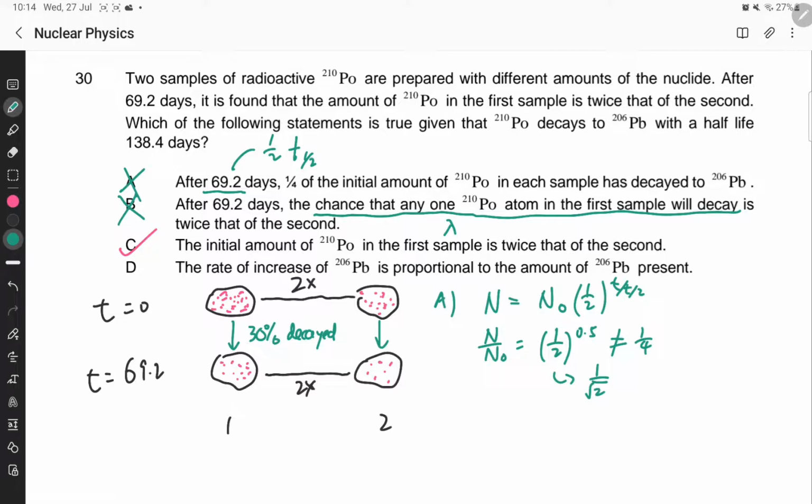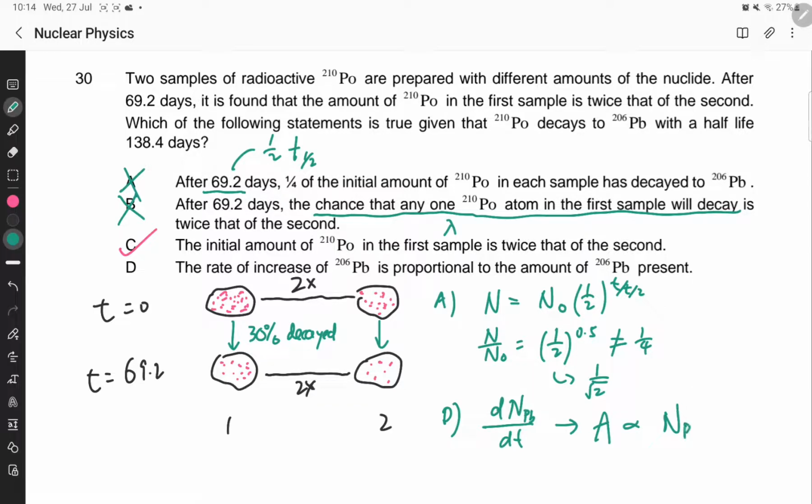Let's continue and look at D. The rate of increase of lead is proportional to the amount of lead present. That's actually false, because the rate of increase of the lead is actually dN of the lead over dt. This is simply the activity. The activity is proportional to N, and this N is what?